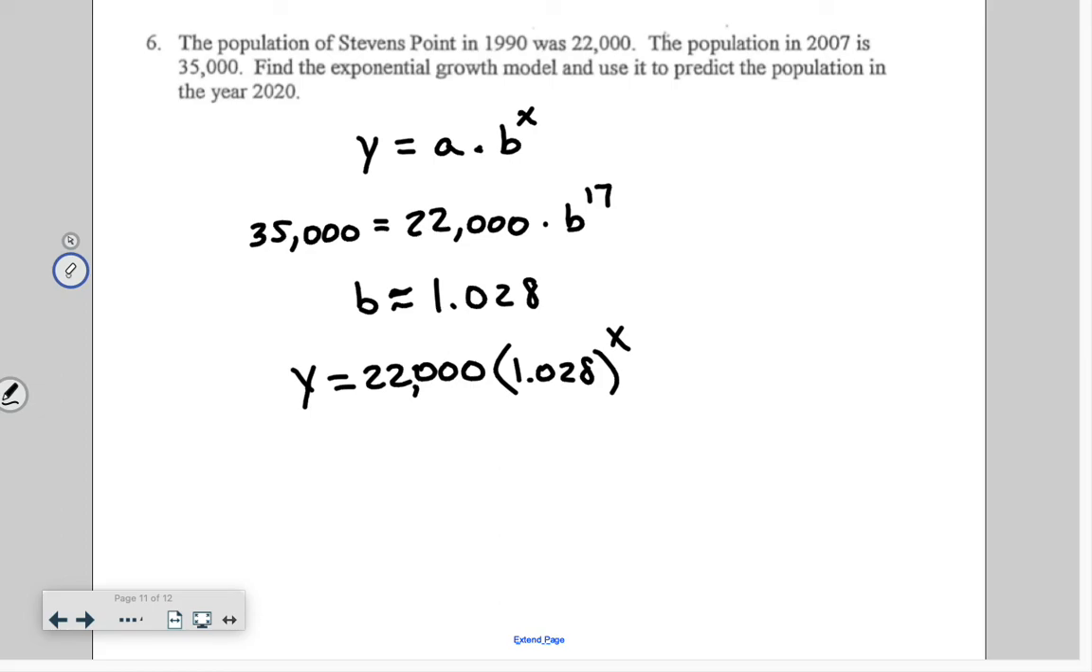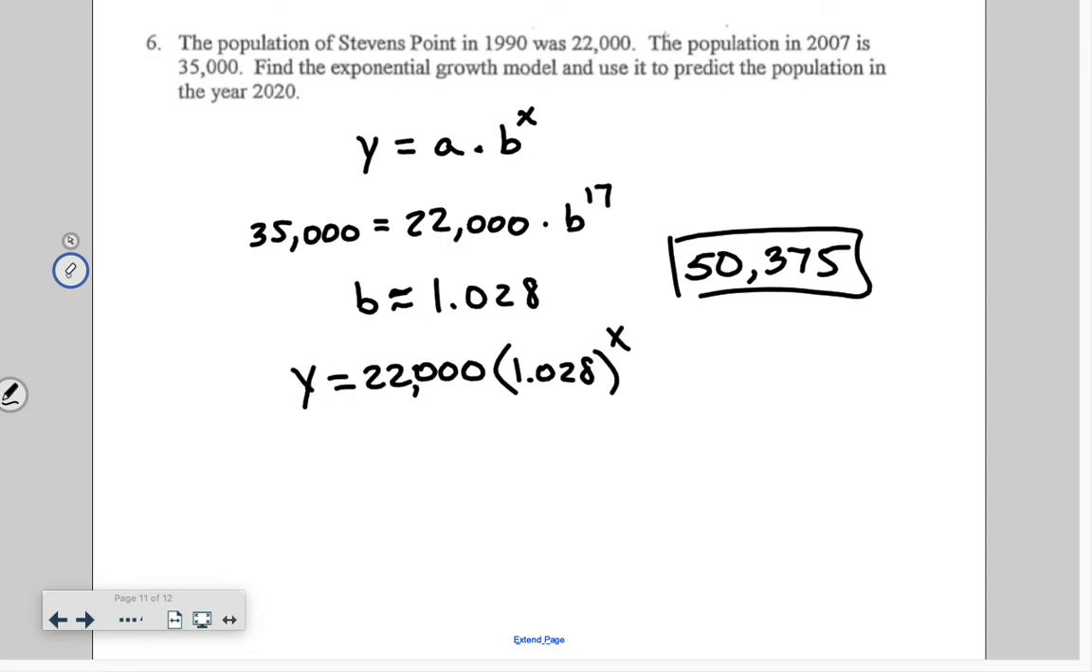And now, let's answer the question. Let's predict in 2020, what do I plug in? 30. Yeah, 30 years later. Okay, you started in 1990 with your first data point. So 30 years later is what you're trying to predict. And if you do it, you should end up with an answer of approximately 50,375 people.